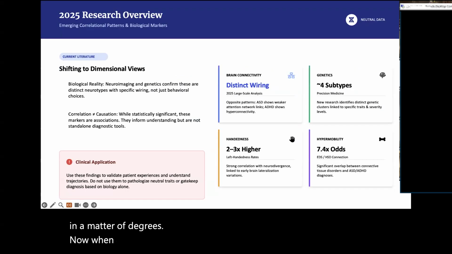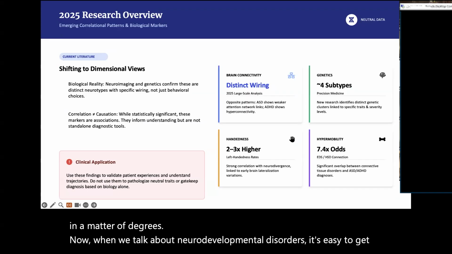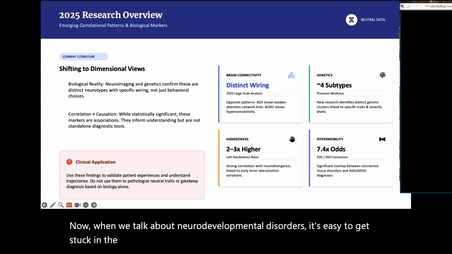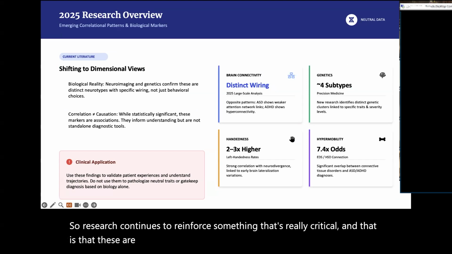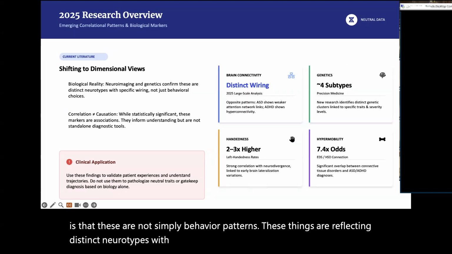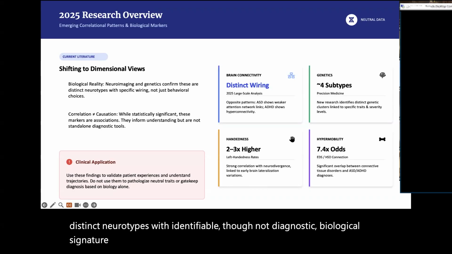Now, when we talk about neurodevelopmental disorders, it's easy to get stuck in the behavioral descriptions. So, what the child does or doesn't do. Research continues to reinforce something that's really critical, and that is that these are not simply behavior patterns. These things are reflecting distinct neurotypes with identifiable, though not diagnostic, biological signatures. So let's start first with brain connectivity.